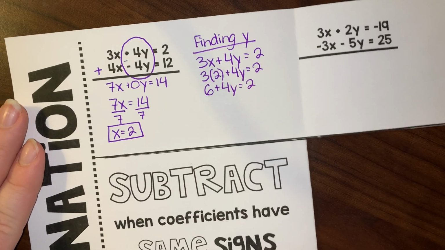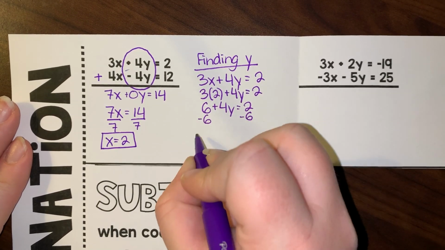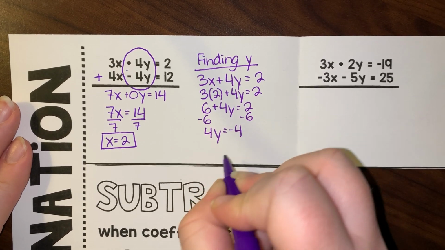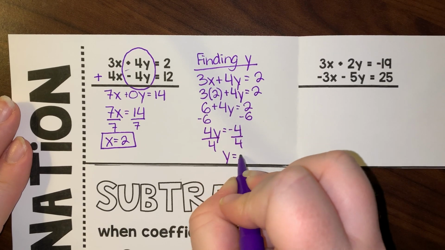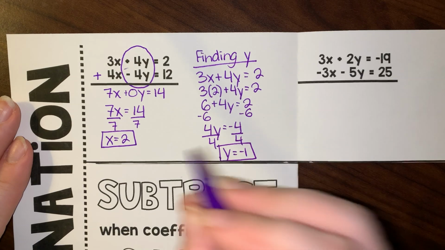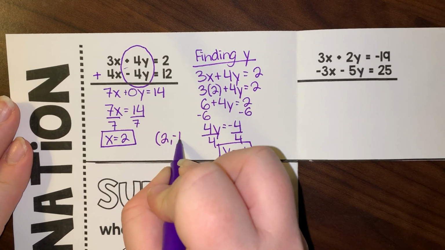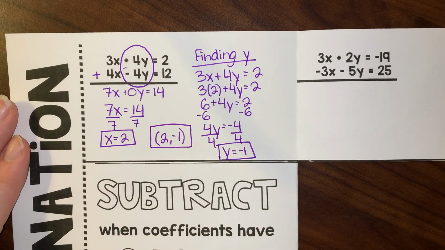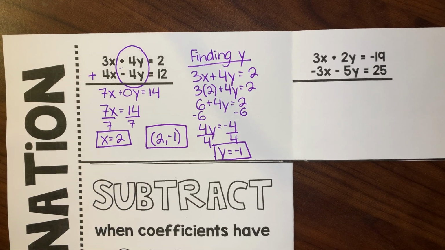Again, my goal is to solve for y, so I'm going to subtract 6 from both sides. So I have 4y equals negative 4. Divide both sides by 4. So y equals negative 1. And I can write my whole answer as a coordinate where x is 2 and y is negative 1. So there's my solution for this top example system of equations.